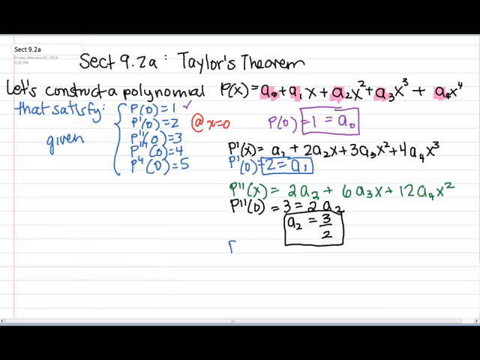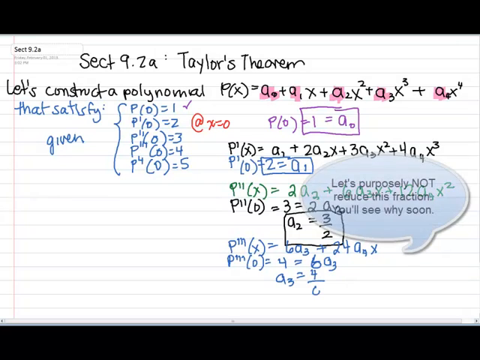And now I can calculate the third derivative, and that's going to be 6 a sub 3 plus 24 a sub 4x. And the third derivative at 0 equals 4. So that means a sub 3 equals 4 over 6.